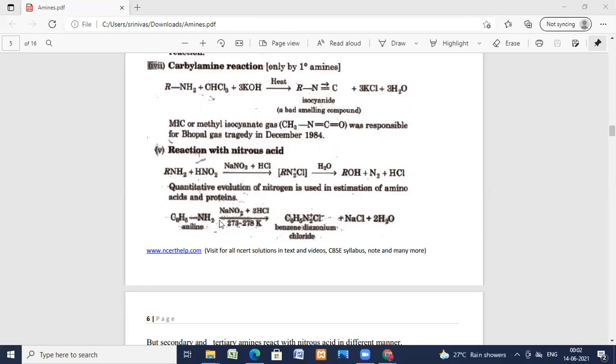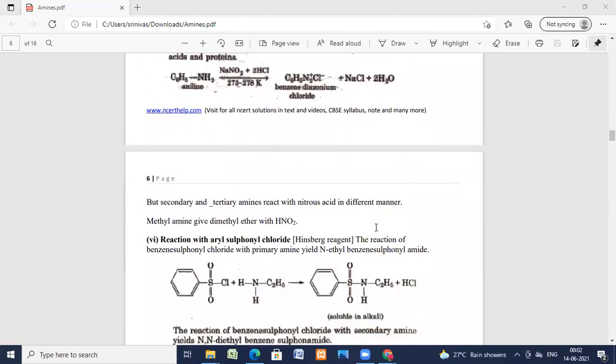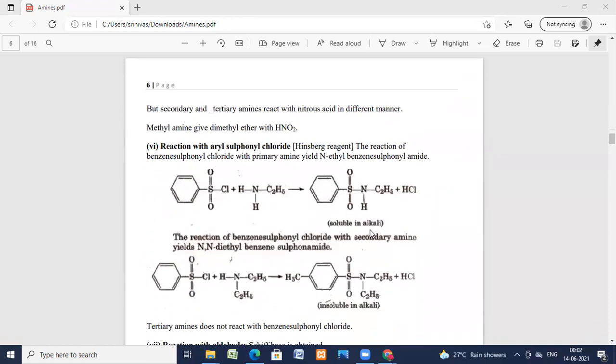Here you take the aniline. I am taking the aromatic amine, and it reacts with sodium nitrite and HCl at 273-278 Kelvin. C6H5N2Cl, benzene diazonium chloride is formed, and sodium chloride and water are also formed. But the secondary and tertiary amines react with nitrous acid in different medium. So let's have a look. The amine gives diethyl ether with HNO2.